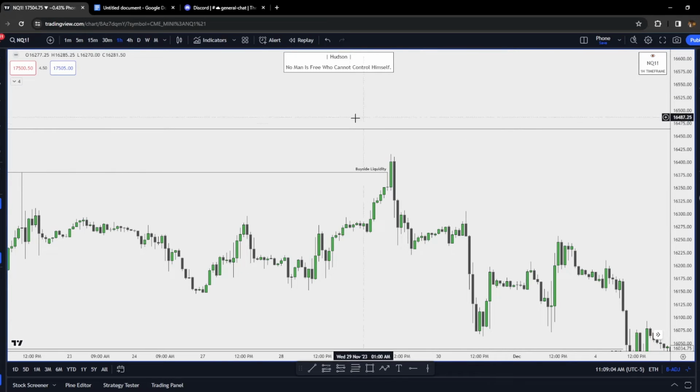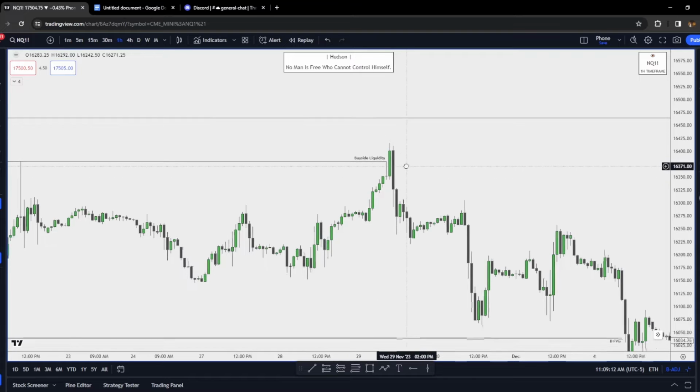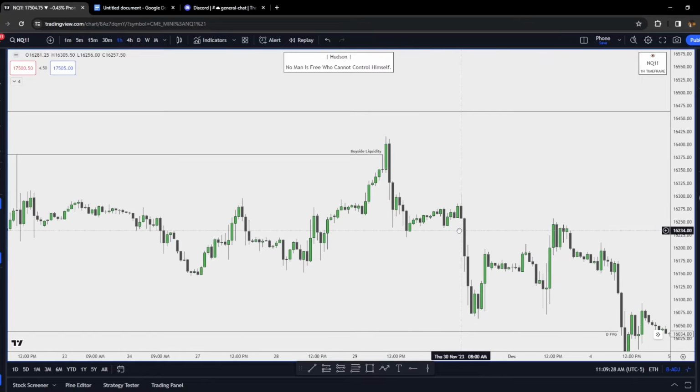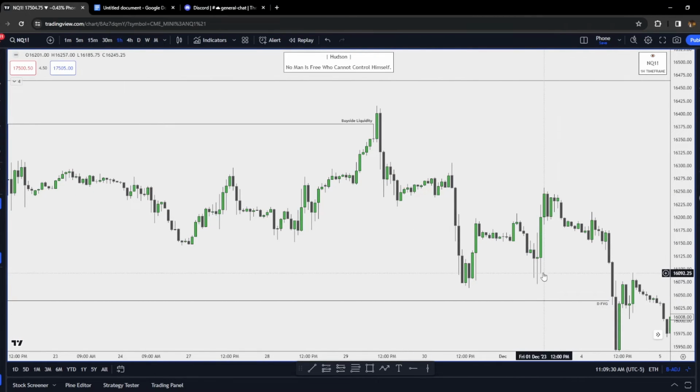So right here, this line up here is representing that monthly external range liquidity. This buy side level is representing that daily external range liquidity. What do you notice after we take this external range liquidity on the daily time frame? We get our market structure shift right here. So whenever we close a body below this low right here, we are now reversing on the 1 hour time frame to retrace into that daily internal range liquidity.